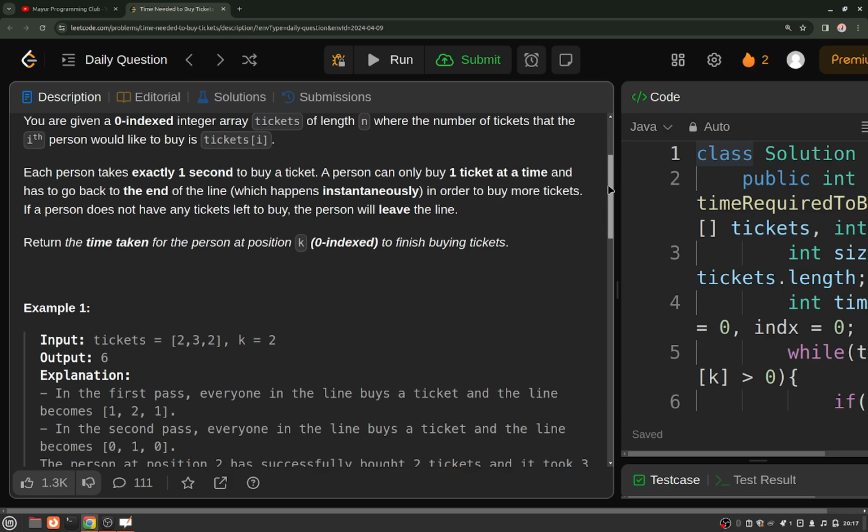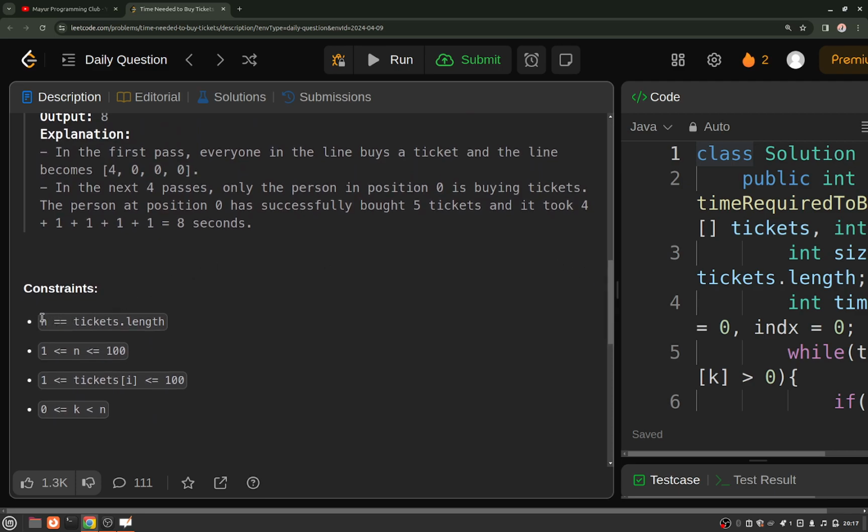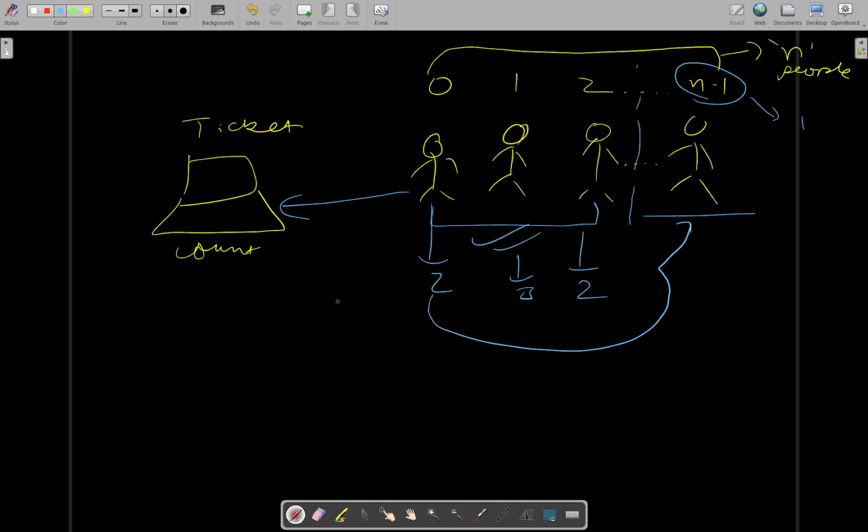Before thinking of a solution or an approach, we would like to have a look at the constraints. The number of persons and the tickets length will be equal, and they will be of order 100 only, and each entry in the tickets array is of order 100 also. All the indices or the persons vary from 0 to n minus 1, and k has a similar range. So let's see how we can approach this.